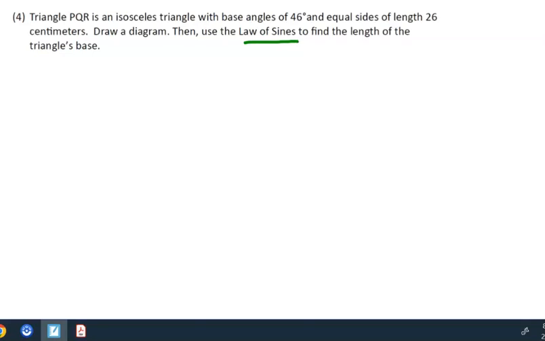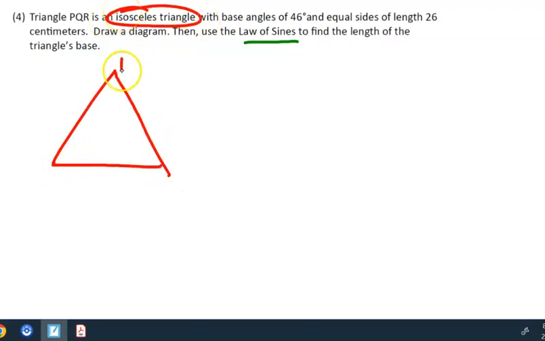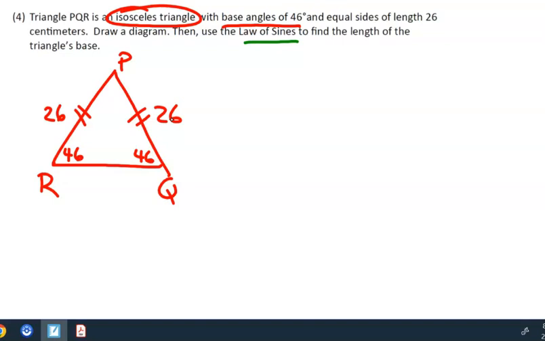Alright, so this problem, we're told the triangle is isosceles. Key here is that we have base angles of 46 degrees, which is telling me that the two angles that are equal to each other are both 46 degrees. And then the equal sides both have a length of 26. So it says use the law of sines to find the base of the triangle. I'll change the colors here, but that would be side P.